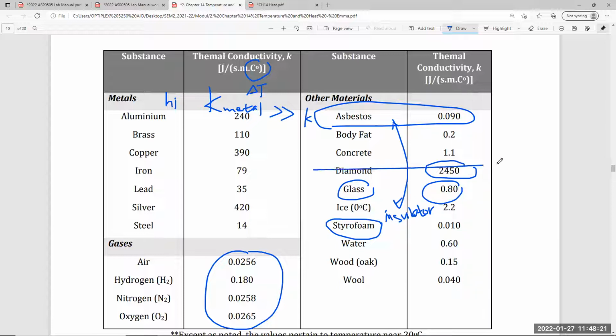I don't want to use diamond, maybe you'll get a question on that. And wool, there's wool there. It is also another kind of insulator. It can reduce the heat transfer. Make yourself clear on this.